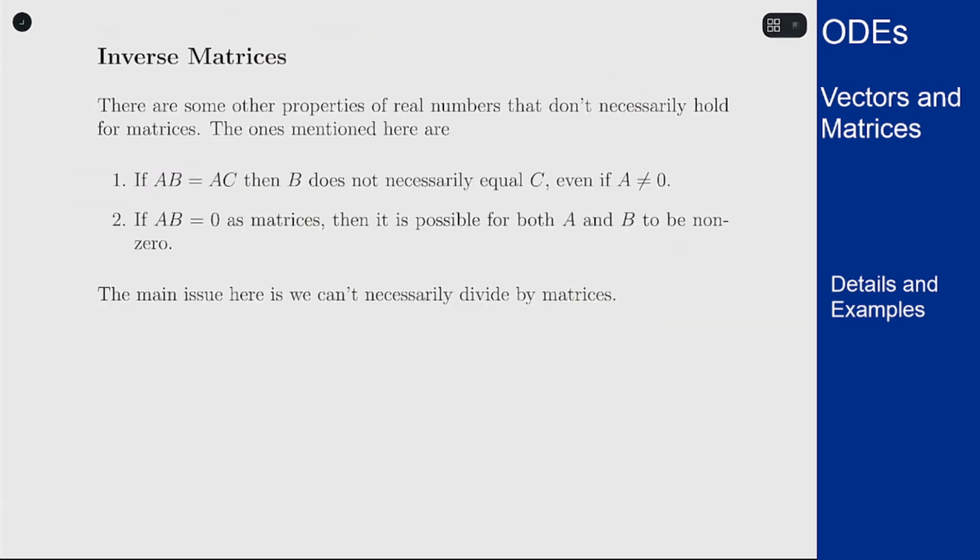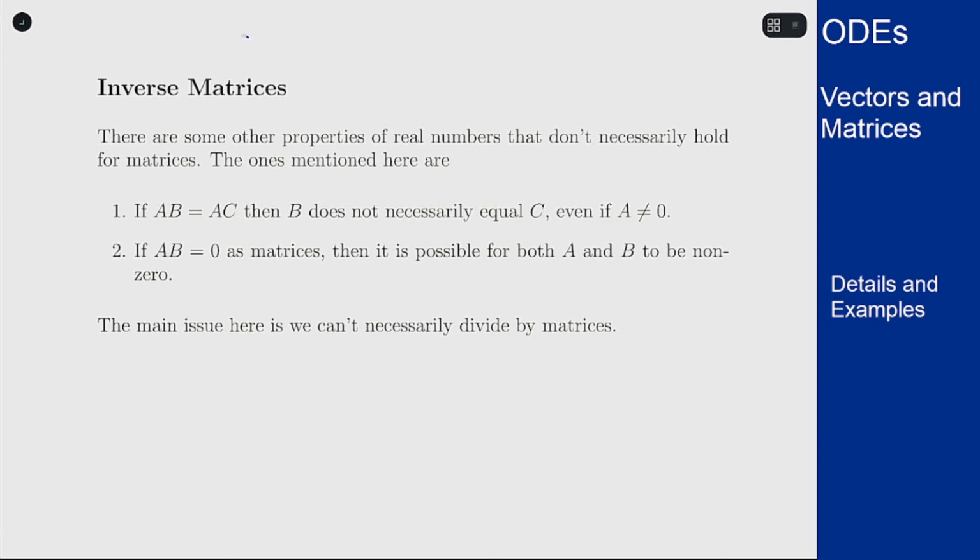Now, the last thing I had to mention here is inverse matrices. So there are a couple properties that we would like to have for matrices that we really don't always have. And the two big ones are listed here. The first is if I have three matrices, A, B, and C, and I know that AB equals AC as products, then I cannot guarantee that B equals C, even if A is a non-zero matrix. Right? For real numbers, that is always the case, as long as A is non-zero. If I have, for real numbers, A times B equals A times C, then as long as A is non-zero, I can divide both sides by A and get that B equals C. For matrices, that's not the case.